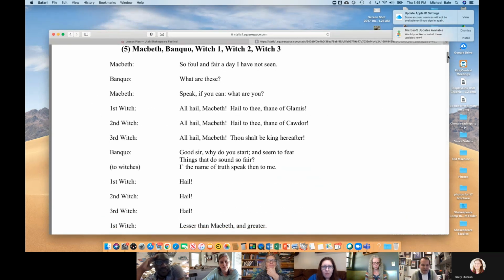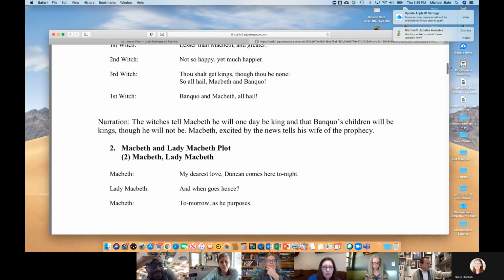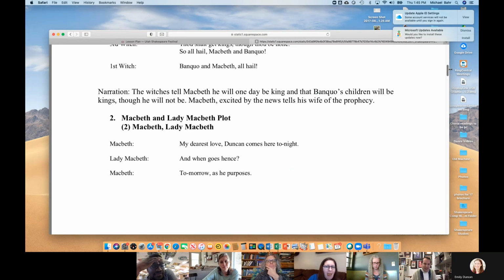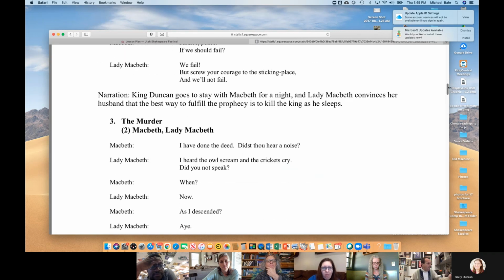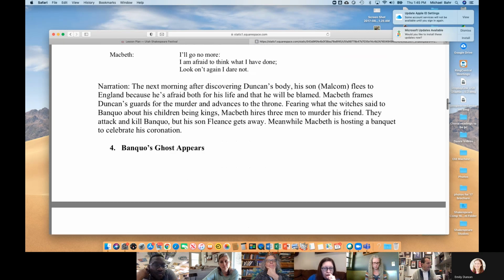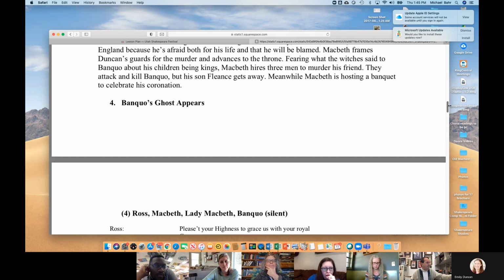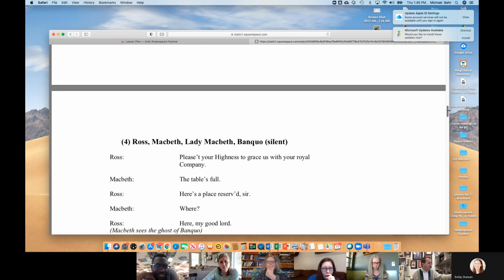Your job is to read and find out what's happening. So Foul and Fair I have not seen. What are these? So there's the first scene. Scene 2, I only need 2 people for that. So I got Megan and Carmen who are going to work on that scene. Next scene, the murder. I got another 2 people. They're going to talk about how they killed Duncan. Narration, Banquo's ghost appears. This is a hard scene if they've never seen this scene before. So I have, there's a description there.